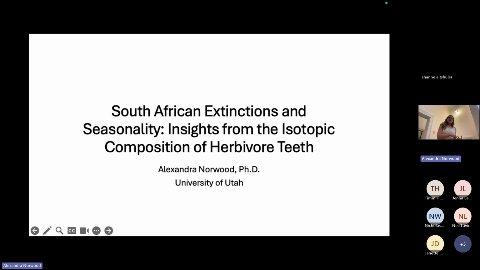And what I specifically do is look at the isotopic composition of herbivore teeth, which might sound a little intimidating, but I'm going to break everything down to explain why this is a really good record that tells us a lot about environmental change in the past.